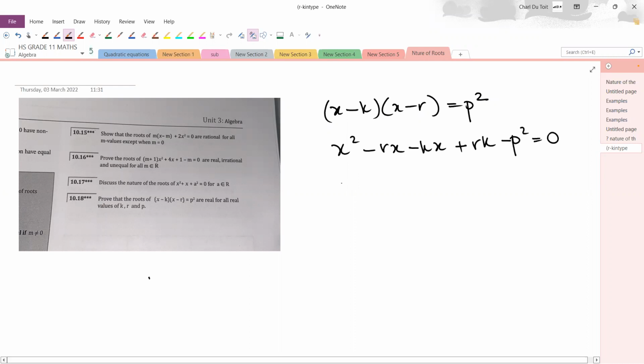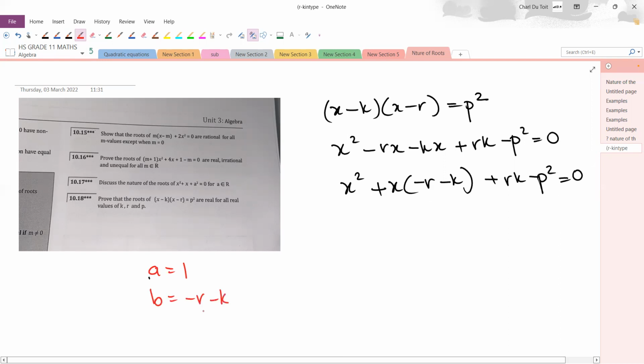So for the a value, let me factorize that x out. Do not factorize the negative x out, because then you have a negative in front of it. Just a positive x. So then I have minus r minus k. That's kind of important. If you factorize a negative out, then you must multiply that negative back in to get the b value. It ends with plus rk minus b squared, so that's my c value. A, B, C. Let's write it here somewhere. A is 1. B is minus r minus k. C is rk minus b squared.